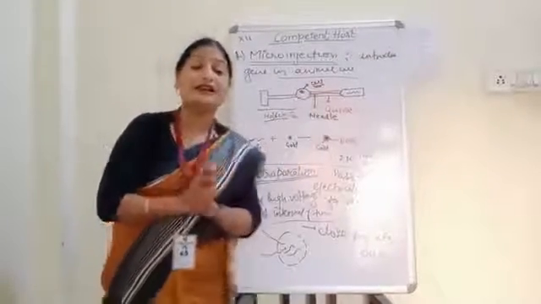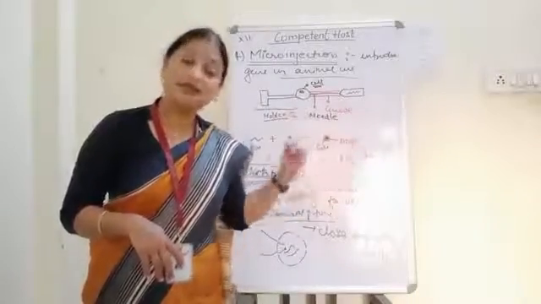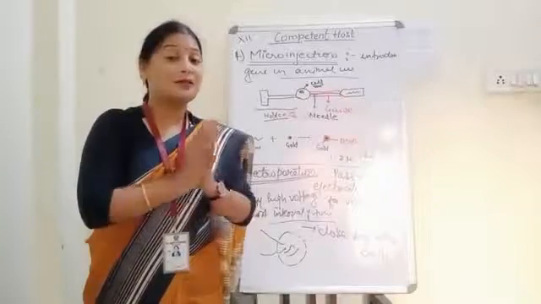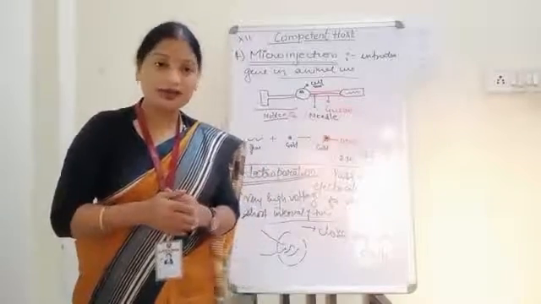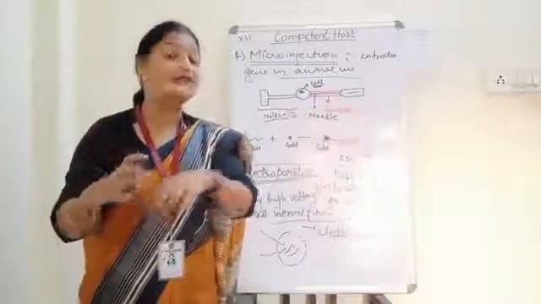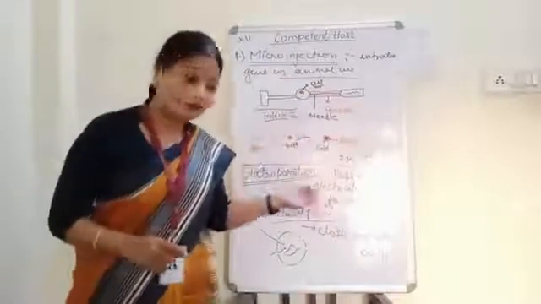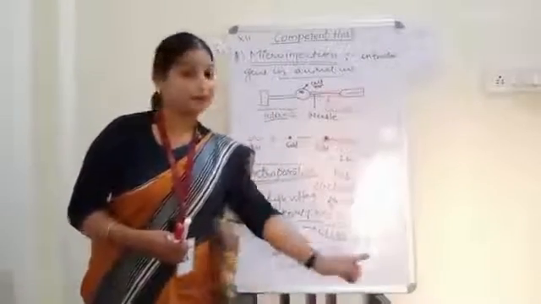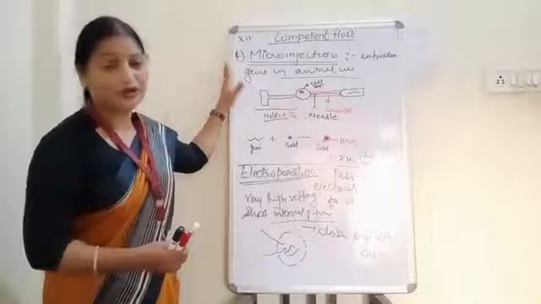Okay, so these are the few methods by which we can introduce our desired gene into the host cell. And children, these are the methods in which we have not used a vector anywhere. Into the competent host, we have introduced the desired gene without using vectors. We saw that there are four different methods: the chemical method, the biolistic method, the electroporation method, and the last one is microinjection.